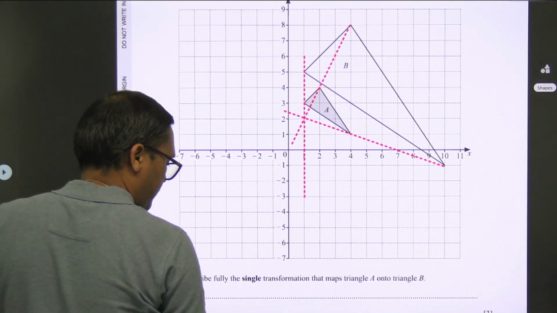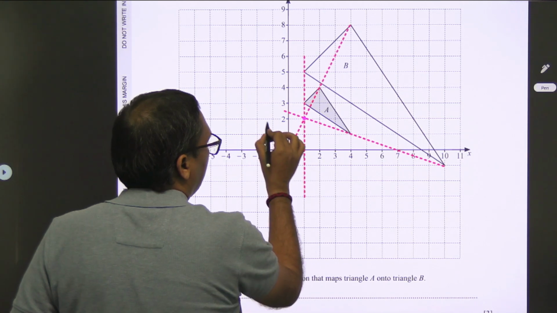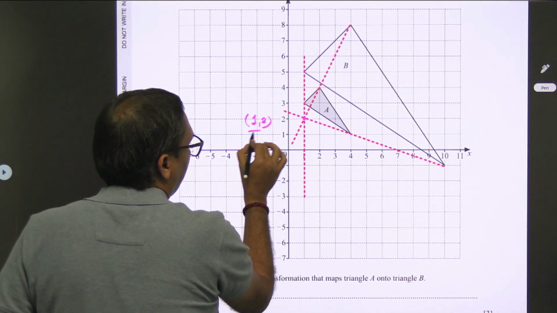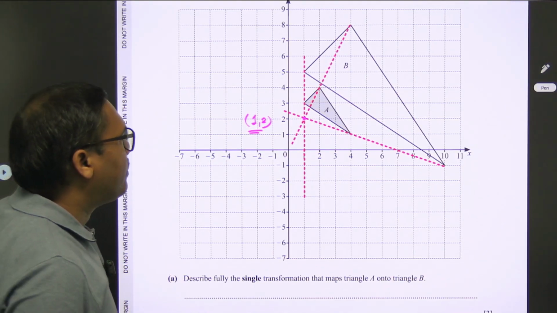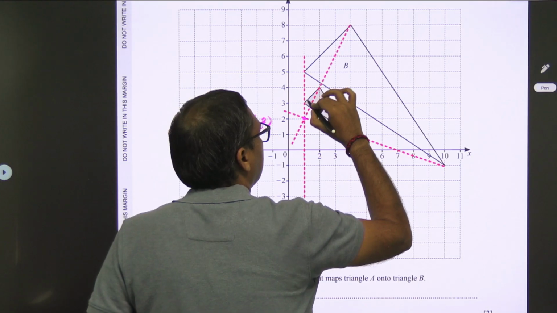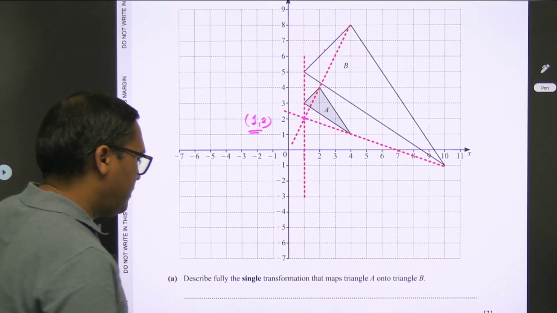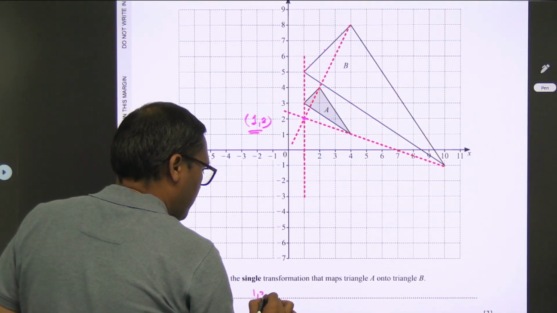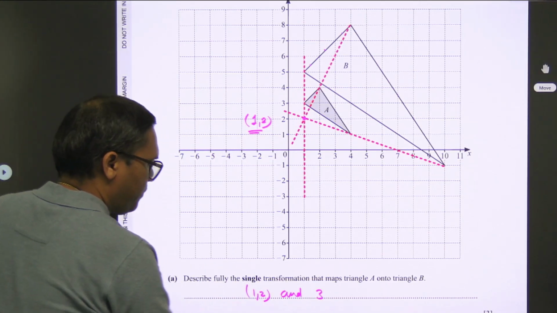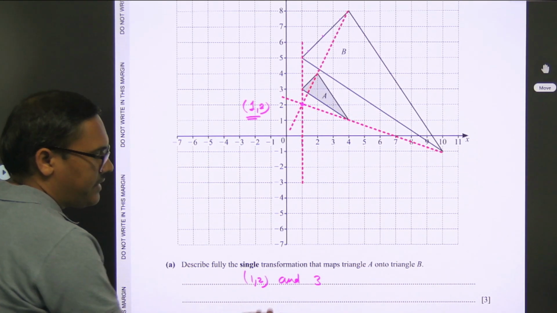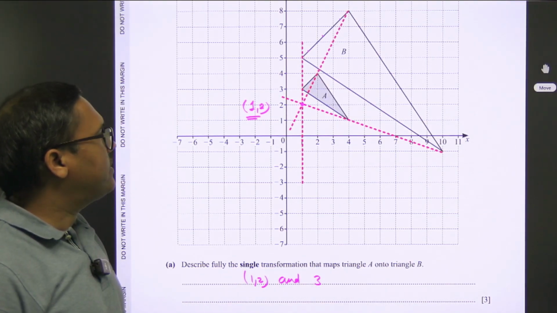So what is this point? What is the coordinate of this? 1 comma 2. So this is the center of enlargement. And what is the scale factor? You can see this is 1 unit, and this is 1, 2, 3 units. So the scale factor is 3. The center of enlargement is 1 comma 2, and the scale factor is 3. So that is the answer for this. This is enlargement with a scale factor of 3, and center of enlargement is 1 comma 2. So that is the answer for this question.